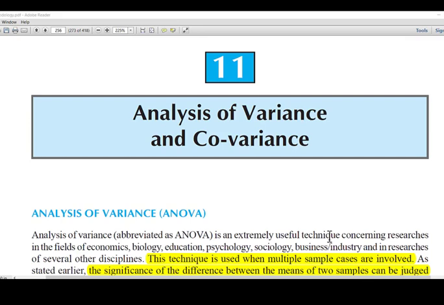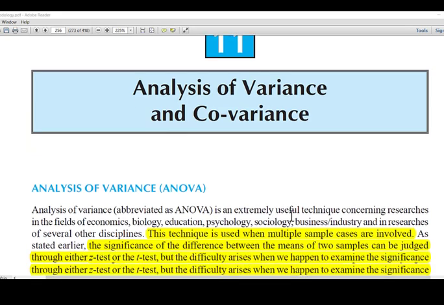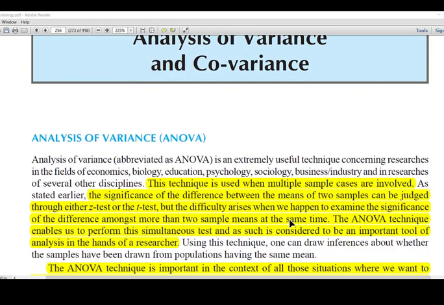In this session we describe and discuss the analysis of variance and covariance. Let us discuss the analysis of variance first. The analysis of variance is abbreviated as ANOVA, and this technique is used when multiple sample cases are involved.